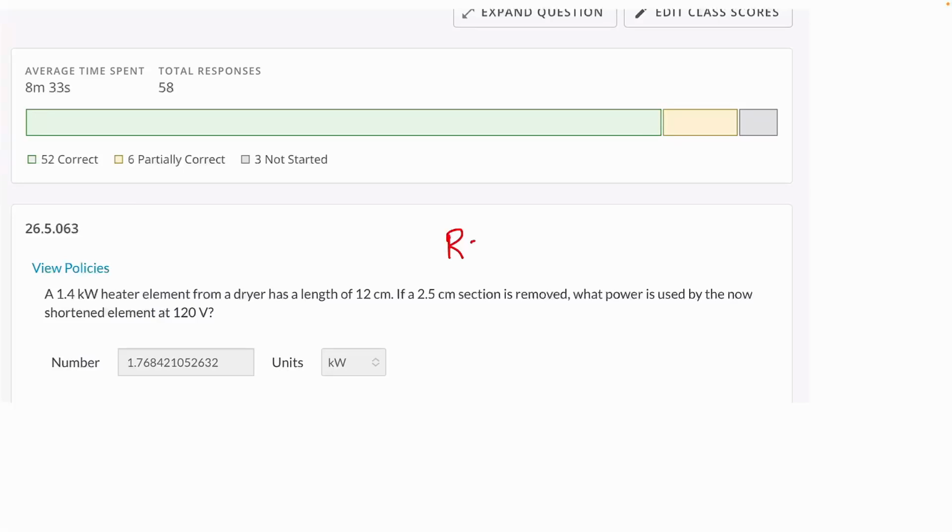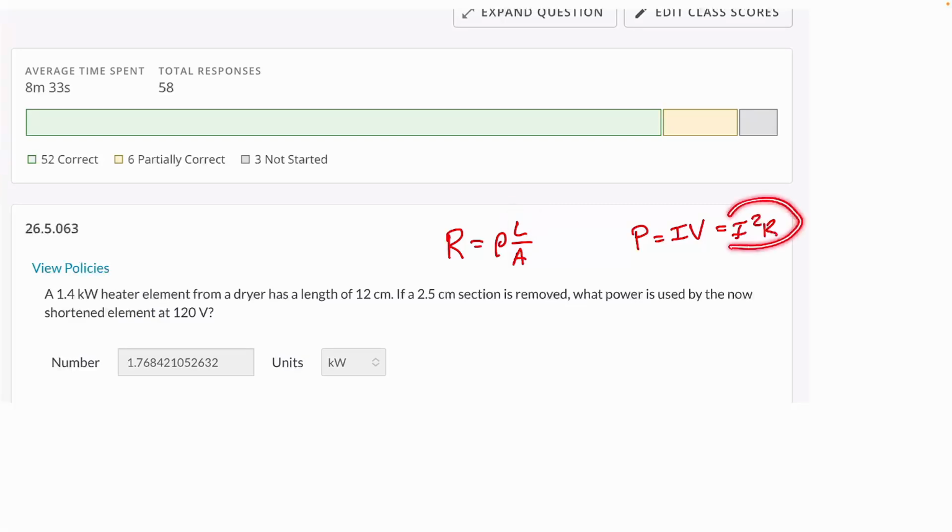So the key connection here is that resistance is equal to resistivity times length over area. Power is equal to current times voltage, but it's also equal to current squared times resistance, or voltage squared divided by resistance, right? So if we're removing that 12 centimeters, we're altering this length right here in this equation, right?